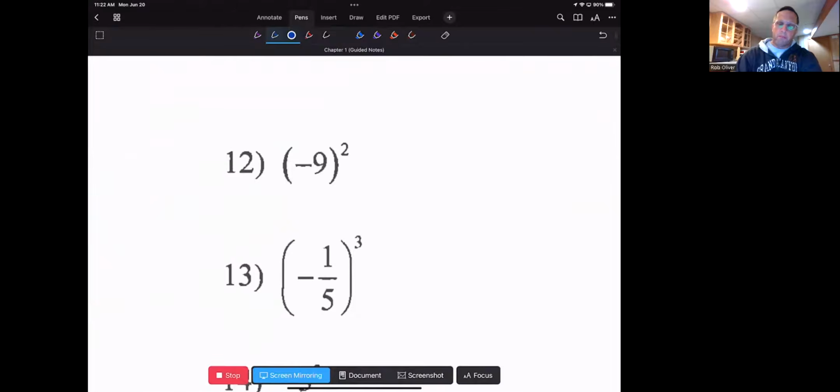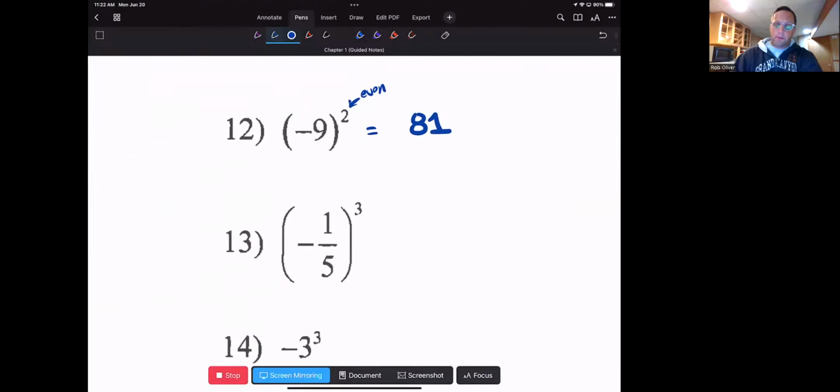All right, number 12, we have parentheses and we have an even power. So we're going to pay attention to the fact that it's even, therefore it's +81. 9 times 9 is 81. Right here, we have an odd power, and the base is enclosed in parentheses, therefore it's going to be negative.